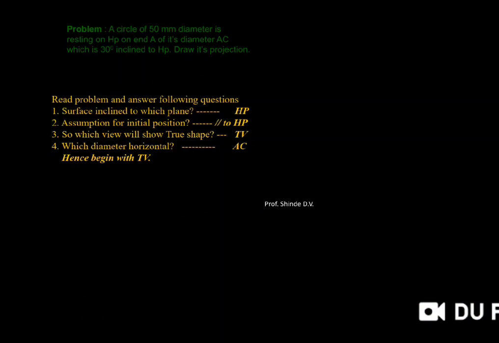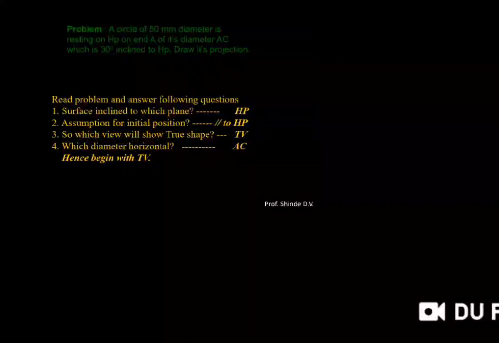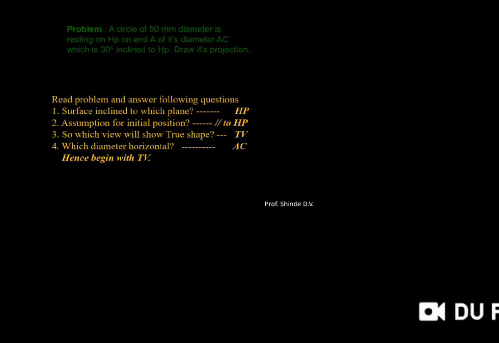Here is the problem. A circle of 50 mm diameter is resting on HP on end A of its diameter AC, which is 30 degree inclined to HP. Draw its projection. After reading the problem, you have to answer yourself. Surface is inclined to which plane? It is inclined to HP.